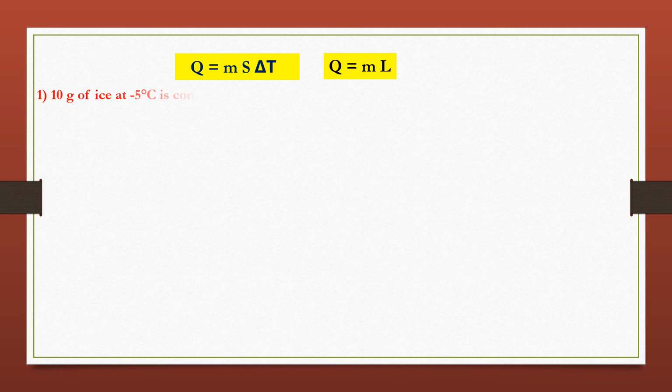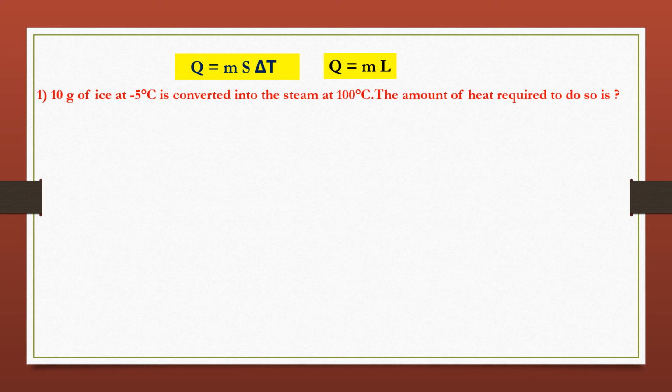Let us solve a problem which uses both the formulas Q is equal to ms delta T and Q is equal to mL. The question is: 10 grams of ice at minus 5 degrees Celsius is converted into steam at 100 degrees Celsius. The amount of heat required to do so is? In this continuous process of ice changing into steam, there will be change in temperature and also change of state. So we will solve this problem step by step.